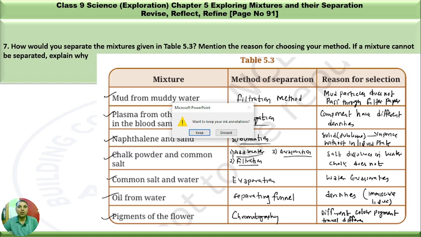Hope you have understood what the different mixtures are, what the different methods of separation are, and the reasons for selection.